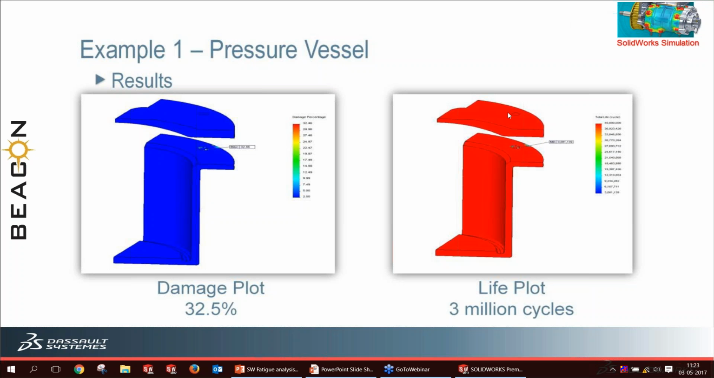On the other side, we have this life plot also. That shows the number of cycles it can withstand without failure. Suppose you want to give a warranty to your customer. In that case, you can go for this life plot. Say I am a manufacturer and I have to give my products to my customer, and he is going to use it for say 3 years. So I can give the details also.